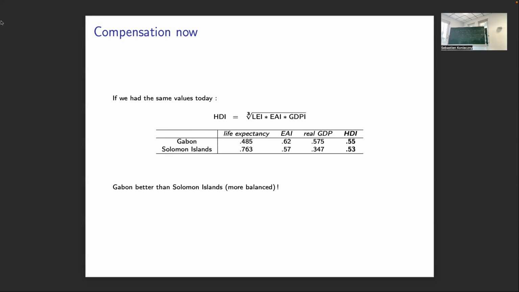Remember that now they are using not the arithmetic mean, but a geometric one. And if I use this geometric one, I will even end up saying that Gabon is better than Solomon Islands, even though I know there is a big gap in life expectancy. Why? Because Gabon is more balanced, and we said this multiplication is there because we want balanced countries, but Solomon Islands, even if they don't have enough money, can live a long time and in health.